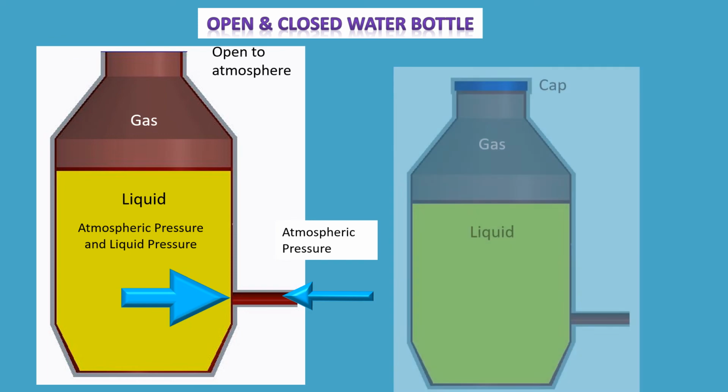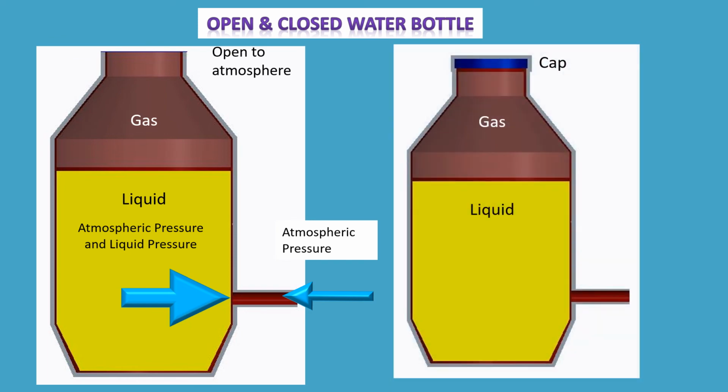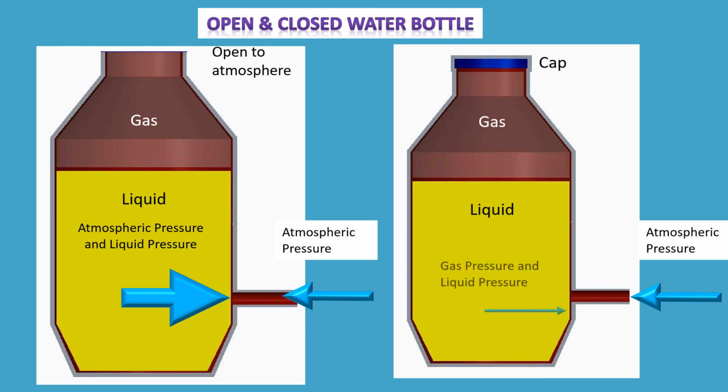Now, come to the case of the closed water bottle. Here also, the external pressure at the outlet is atmospheric pressure. But the internal pressure now is reduced as the bottle is closed. It is the sum of the liquid pressure and the gas pressure due to the gas trapped above the liquid. So in this case, the external pressure is higher than the internal pressure. Hence, we will not see any jet.